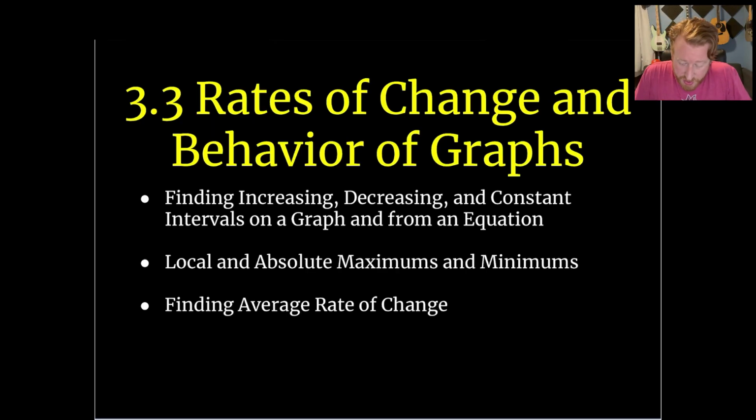Today we're talking about rates of change and behavior of graphs, specifically increasing, decreasing, and constant intervals, both on a graph and from an equation. We'll be looking at finding both local and absolute maximum and minimum values, and also finding the average rate of change over an interval.